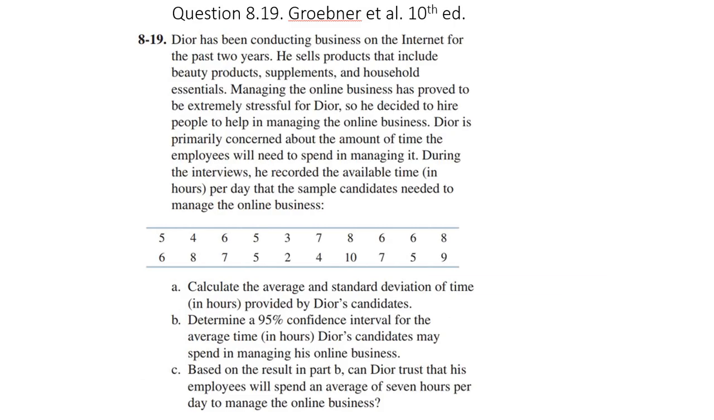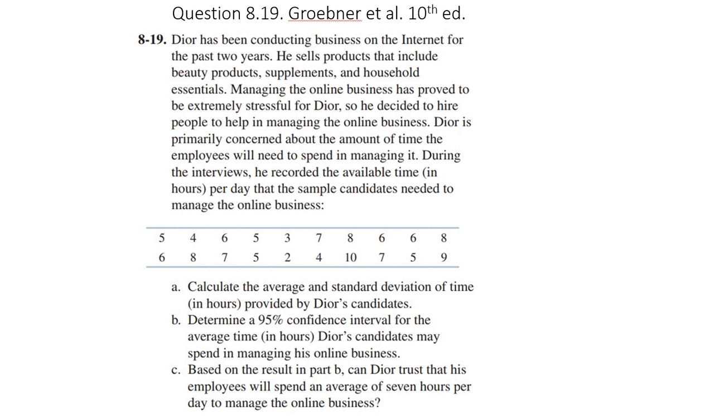Question 19 says, the viewer has been conducting business on the internet for the past 2 years. He sells products that include beauty products, supplements, and household essentials. Managing the online business has proved to be extremely stressful for the viewer, so he's decided to hire people to help in managing the online business. The viewer is primarily concerned about the amount of time the employees will need to spend in managing it. During the interviews, he recorded the available time in hours per day that the sample candidates needed to manage the online business. So we get 20 observations here.